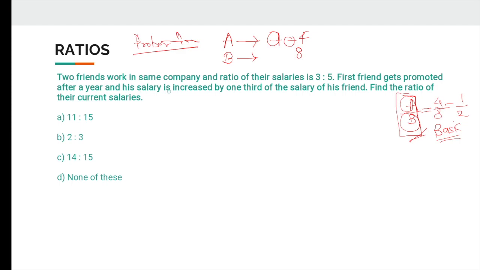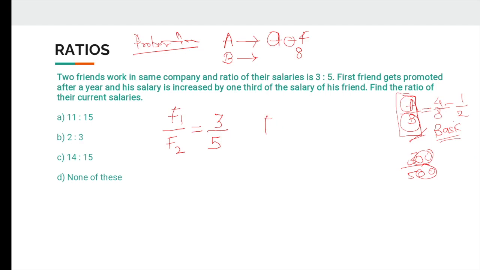Two friends work in the same company and the ratio of their salary is 3/5. So can I say friend 1 is F1 and friend 2 is F2? Their proportion is given as 3/5. The first friend gets promoted after a year and his salary is increased by 1/3 of the salary. Let's say I don't know what their actual salary was. It may be 30,000 and the salary of friend 2 would be 50,000. It may be 5 lakh or 30 lakh.